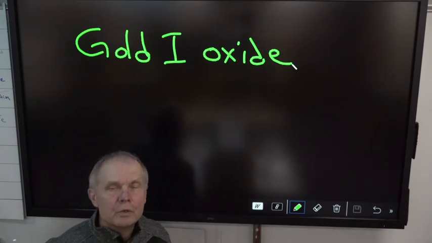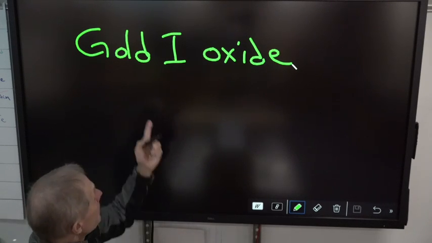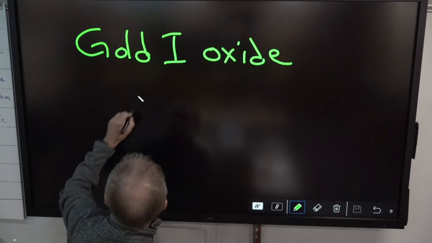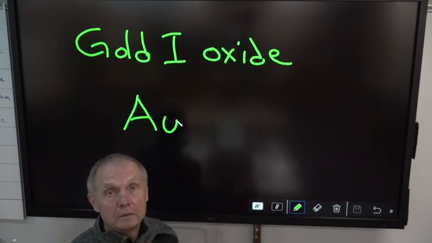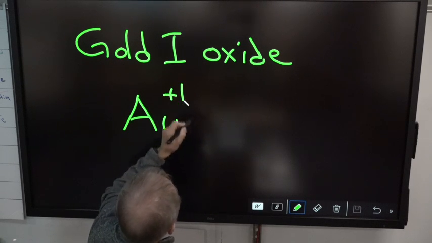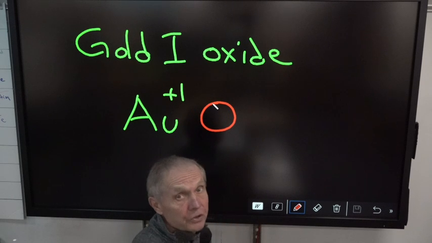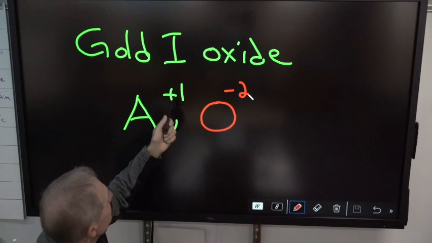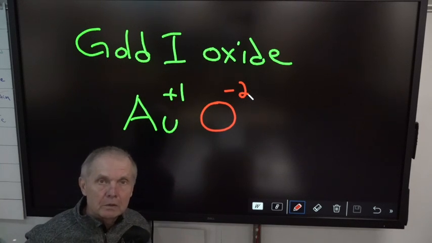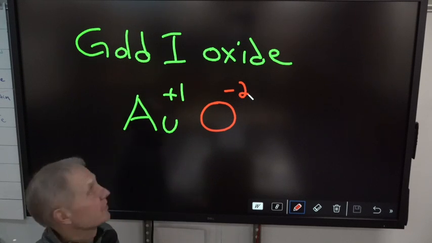Let's do gold, Roman numeral 1, oxide. Gold is Au. The Roman numeral 1 means +1. Oxygen is O, and the charge on oxygen is a -2. If you look at that, +1 and -2 doesn't equal 0. So how do I do it? Crisscross and drop the sign.